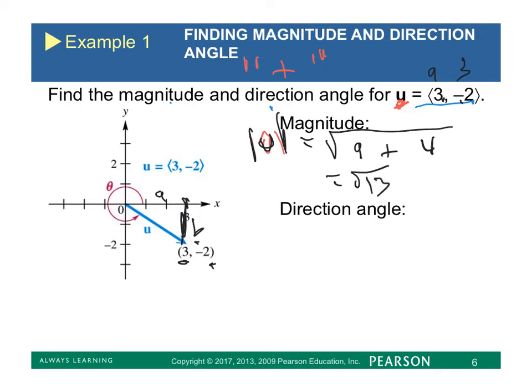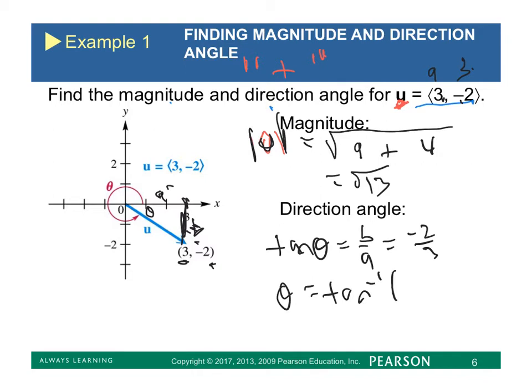And the direction, well, we know that the tangent of theta has to be, and this is sort of important, you do need to know which of a or b goes in the denominator. If you always notate your b as the y value, like I just did here, then you know this is opposite over adjacent. So b over a, in this case, would be -2/3. Theta is the arctangent of -2/3.